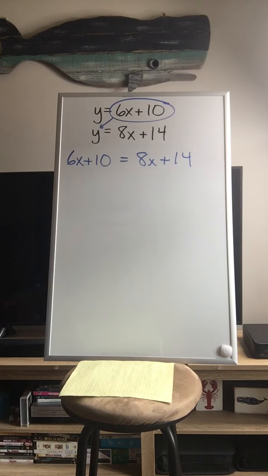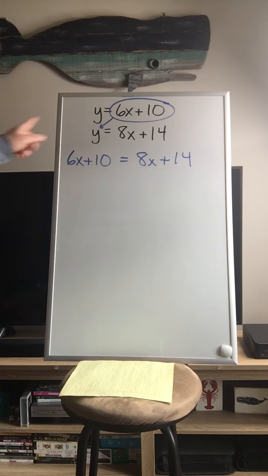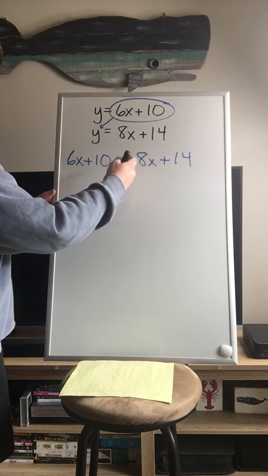And now this should look familiar because we solved equations like this the previous week. This is why we reviewed these types of equations and solving these types of equations. So now all you have to do is solve this for x, and you'll have the x coordinate where these two equations, these two lines meet. So I should know how to solve this by now.